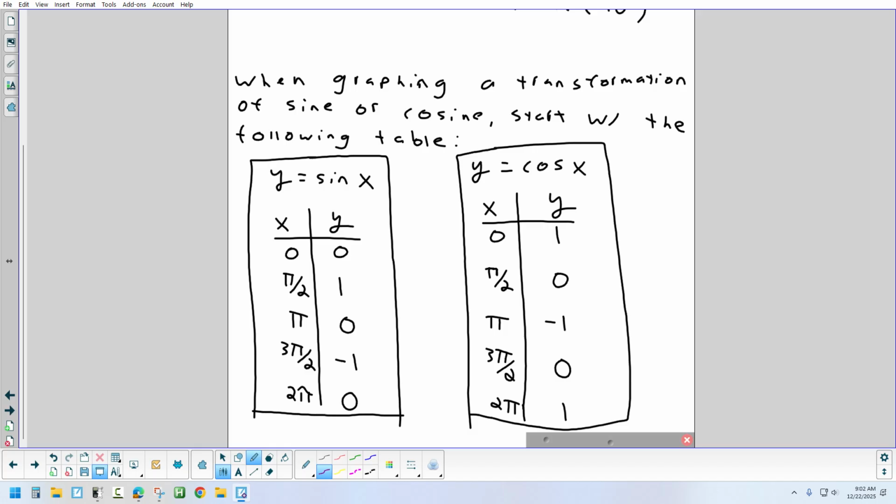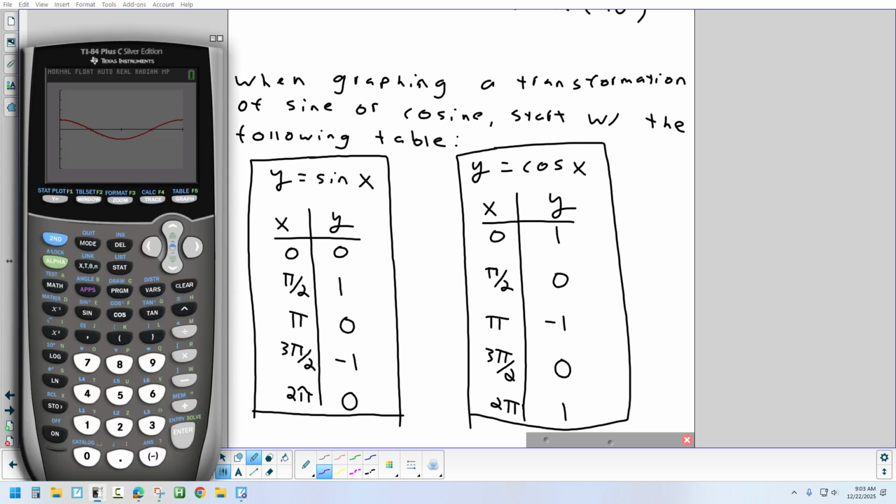Now that we have those original tables, we can modify them however we want. We can shift up and down, left and right, stretch up and down, left and right, and reflect. But these are the only points that you have to work with. Okay? You don't have to sketch any more than what's in that table. Any questions on those original tables or where those values come from?